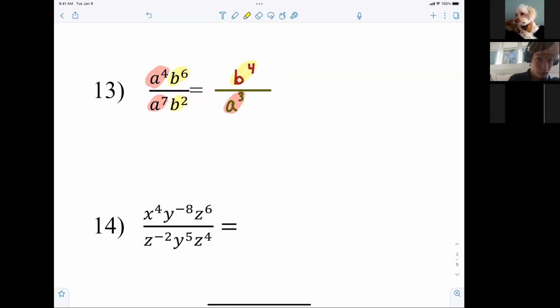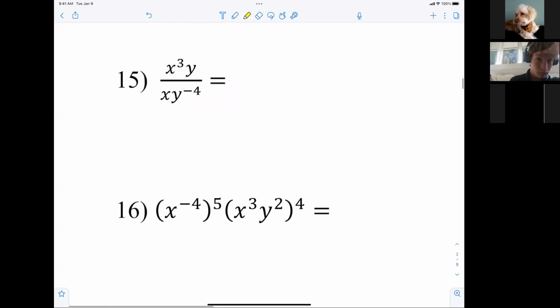Oh, yeah. All right. 15. Again, 15. I have 3 X's on top and 1 on the bottom. So that gives me X squared on the top. Now you're looking at this Y negative 4. That Y negative 4 has to go where? On the top. So it becomes Y to the 4th on the top.